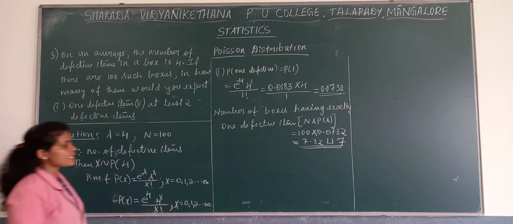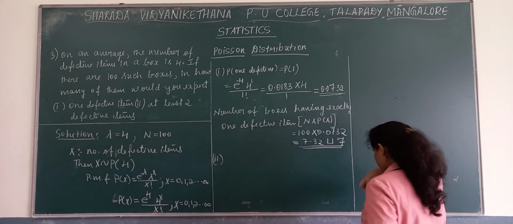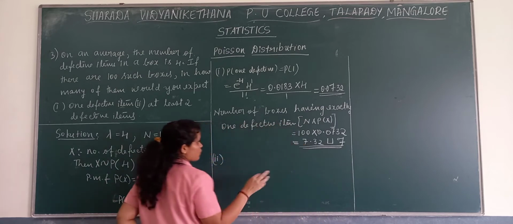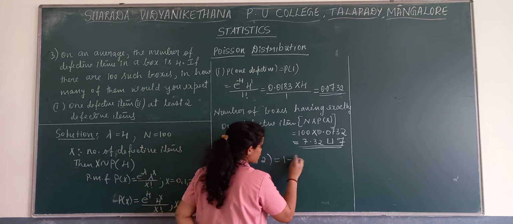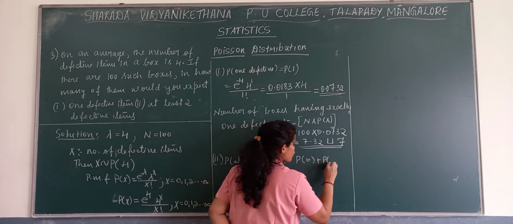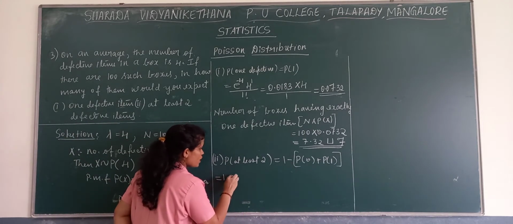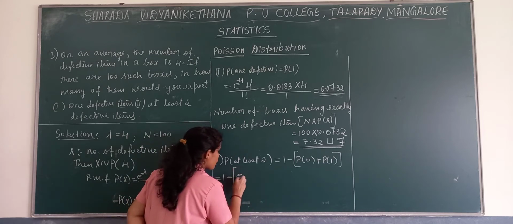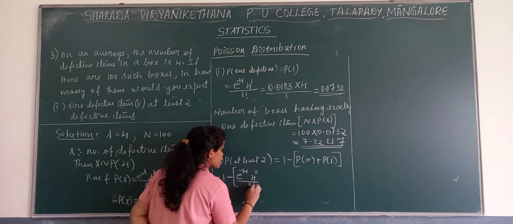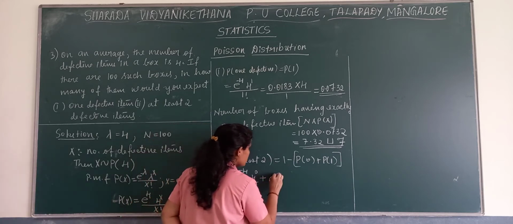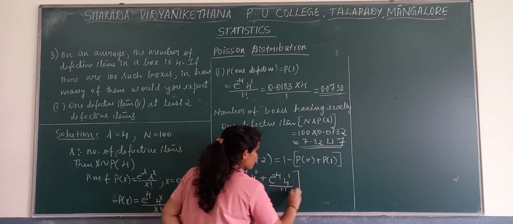Now we move towards the second question. We'll see the second question here. So here they have given, that is, at least two defective. At least two means P of at least two. So here 1 minus P of 0 plus P of 1. At least 2 means 1 minus P of 0 plus P of 1. Now take here 1 minus e to the power minus lambda, that is 4, lambda to the power x, 0, divided by 0 factorial, plus e to the power minus lambda, lambda to the power x divided by x factorial.